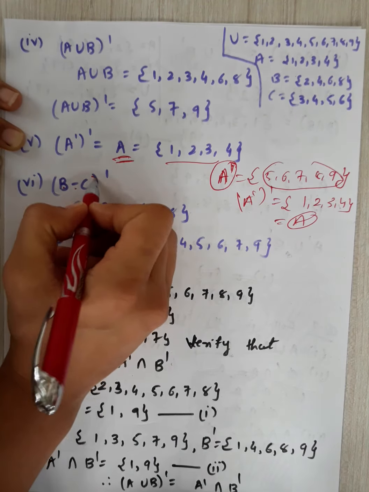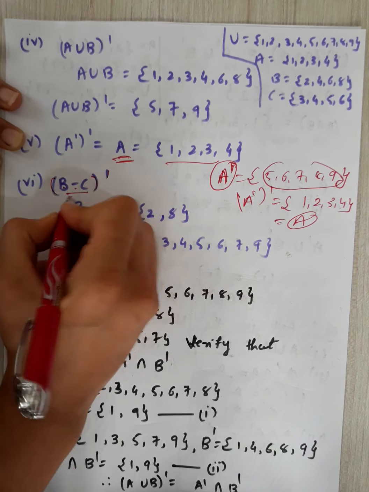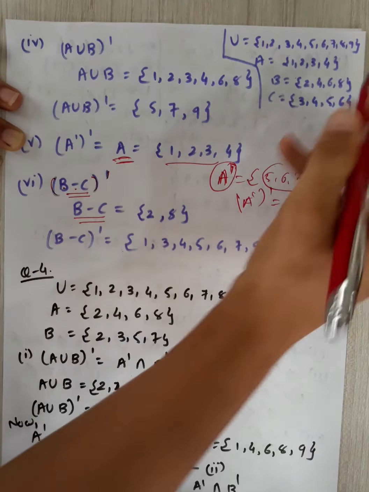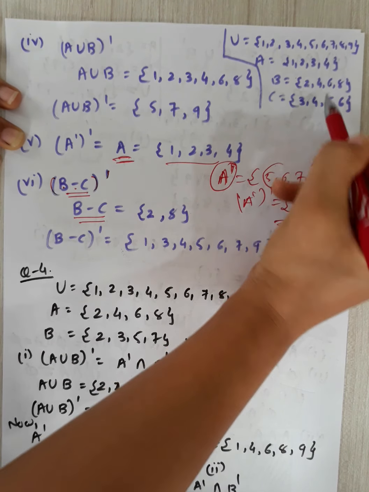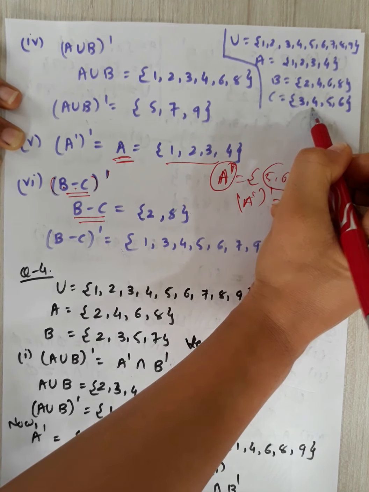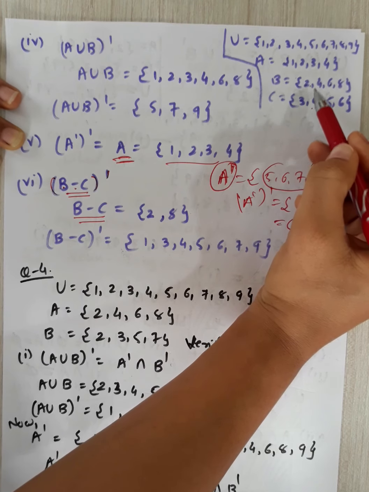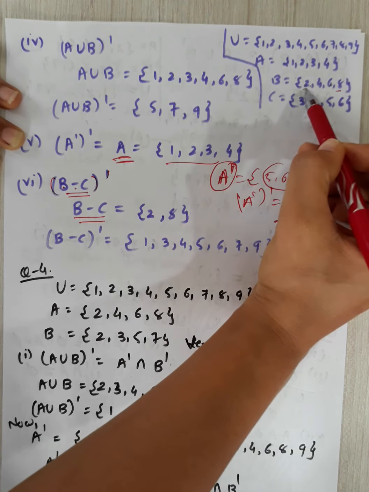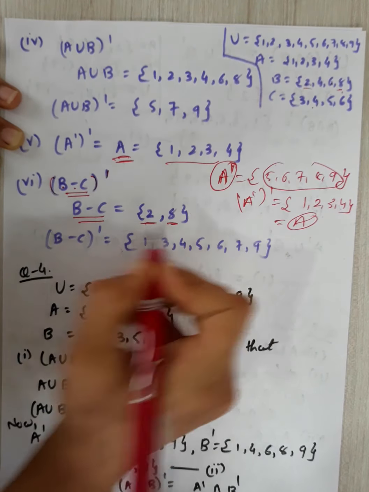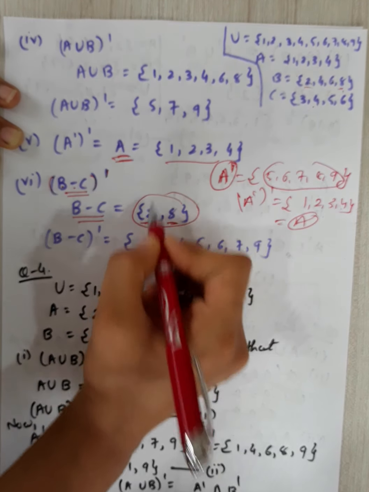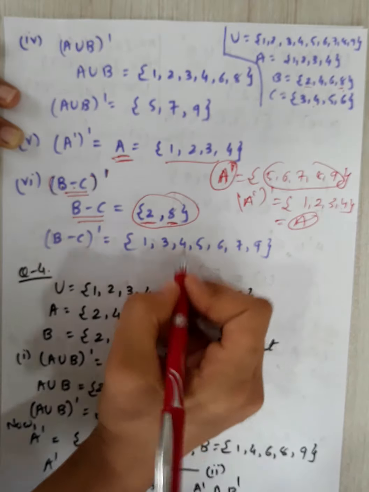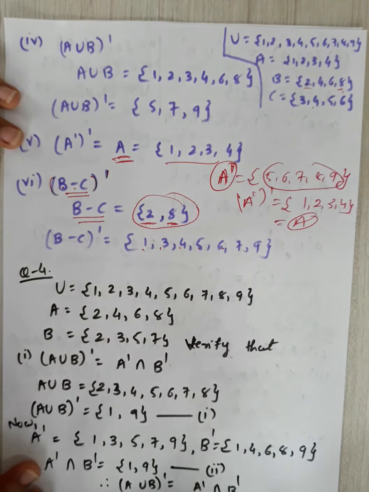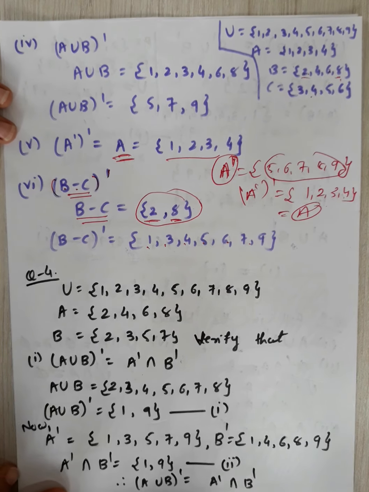Now B minus C whole dash. First of all you have to find B minus C, all the elements of B which are not present in C. So 2 is there, 4 is there, 6 is there, and 8. Only 2 and 8. Now find out the dash of this, 2, 8 dash, B minus C whole dash, which is equal to 1, 3, 4, 5, 6, 7 and 9. Okay, this is the B minus C dash.